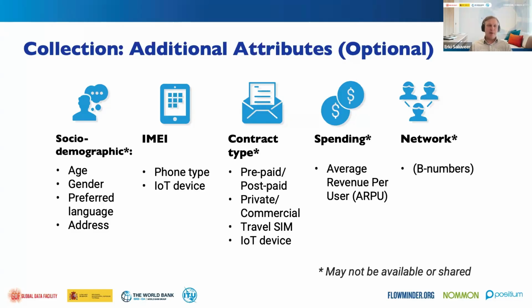Also, for example, mobile network operators calculate average revenue per user, which can be used, for example, to detect the income class and, as an example, do poverty mapping, etc. So again, important to go over what is available.